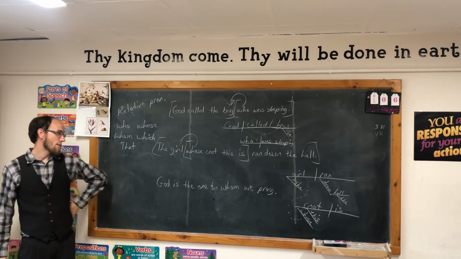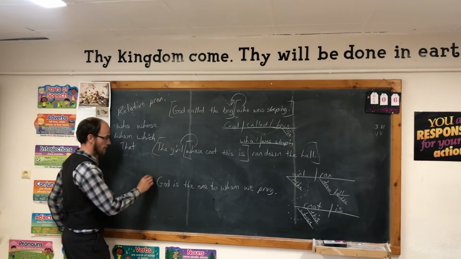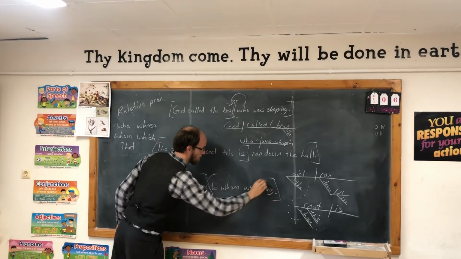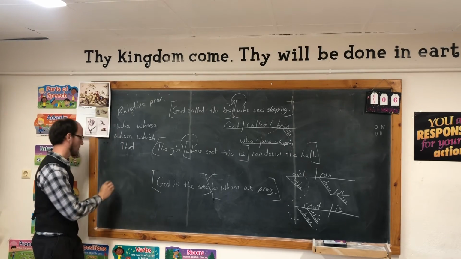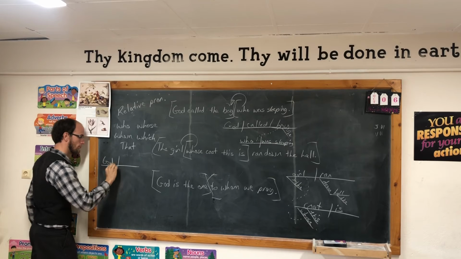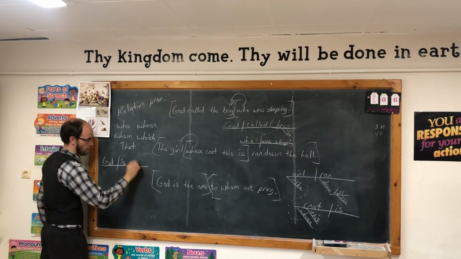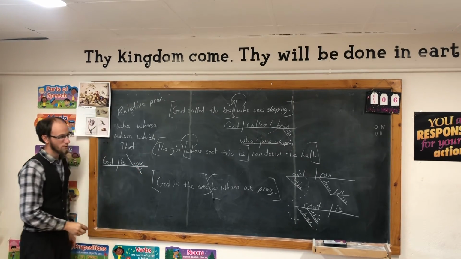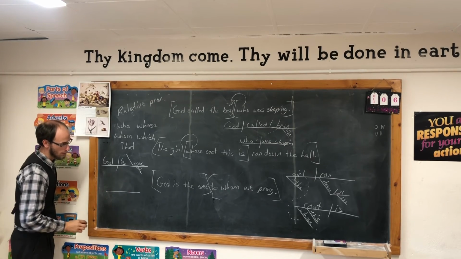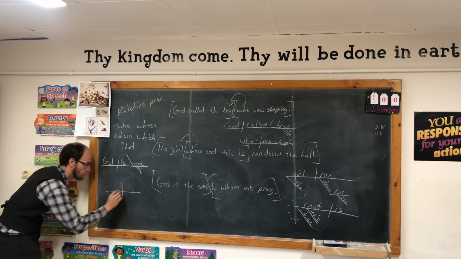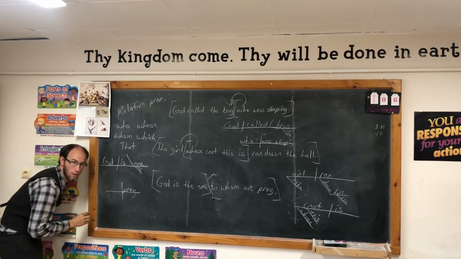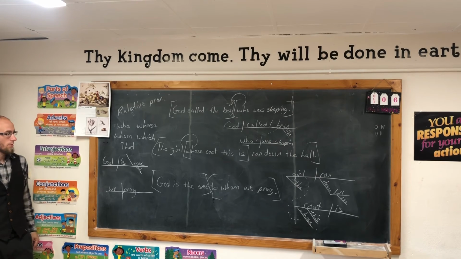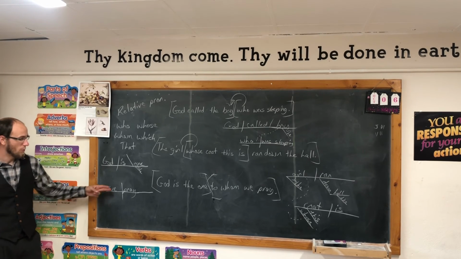Finally, the last one. God is the one to whom we pray. God is the one. And the other clause, to whom we pray. Let's do the diagram and the base clause first. God is one. Predicate nominative, one. It's renaming God, and he's the one. Now, down here, let's diagram the other one. Pray is the verb. Who or what pray? We pray. And then where do the rest of the words go? Under we.